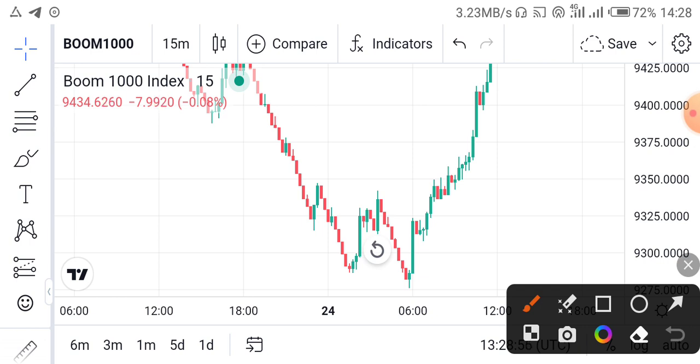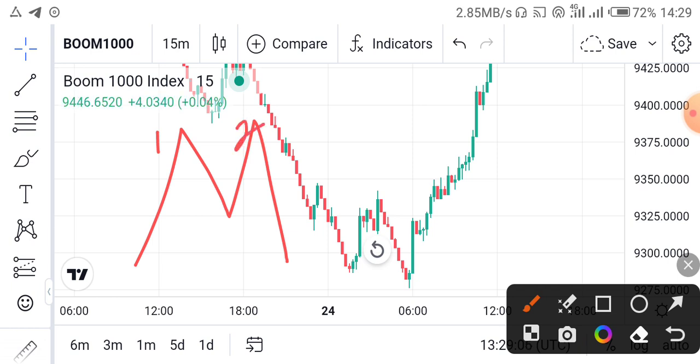For most of us, we know about the M pattern. When you hear people talking about the M pattern, that's a double top. This is the first top, and this is the second top. Then you can hear somebody say W pattern. That is a double bottom. This is the first bottom, the second bottom.